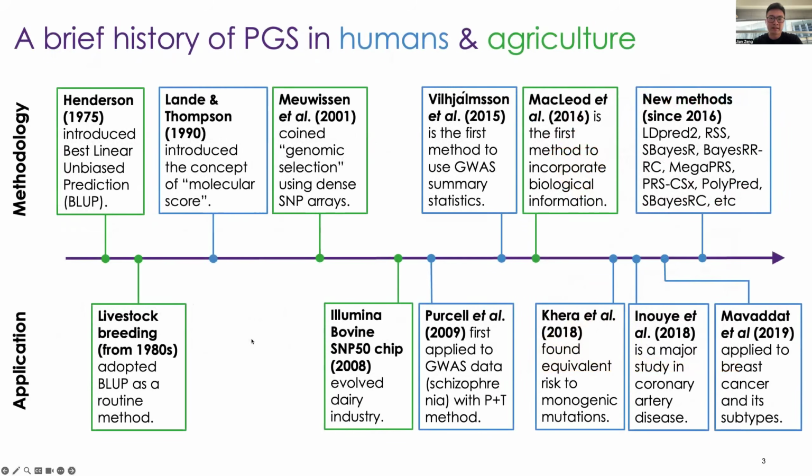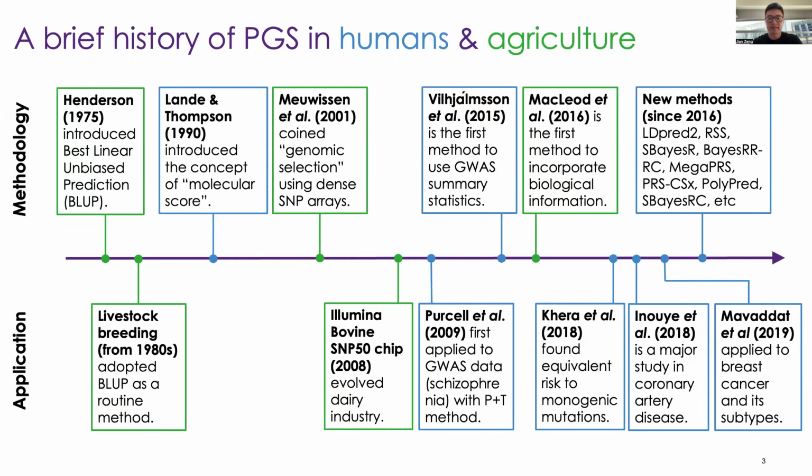Polygenic prediction is actually not a new technology. Back in the 1970s, Henderson introduced the best linear unbiased prediction, or BLUP, which laid the foundation for predicting genetic values using relatedness. Once dense SNP data became available, Meuwissen et al. in 2001 formally introduced genomic selection and Bayesian methods that are still influential today.